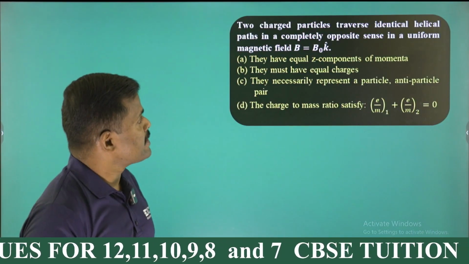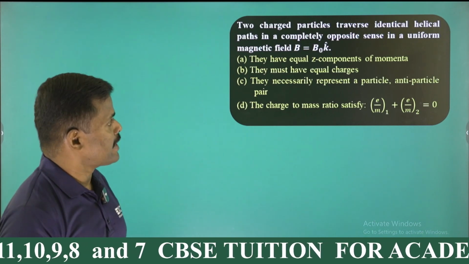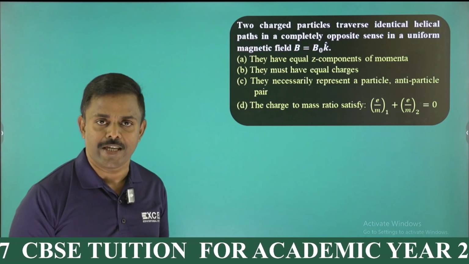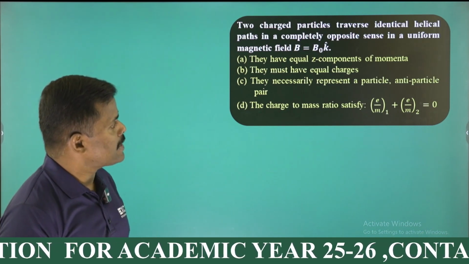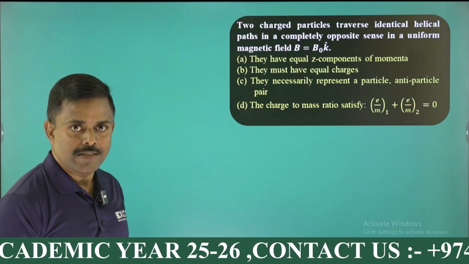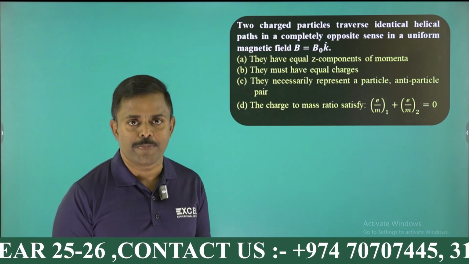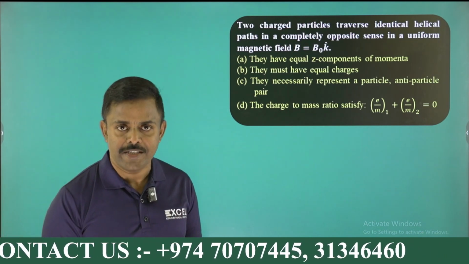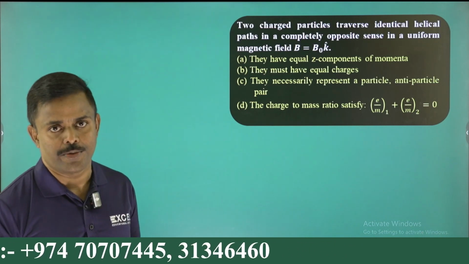Two charged particles traverse identical helical paths in a completely opposite sense in a uniform magnetic field B equal to B0 k cap. The options are: they have equal Z components of momenta; they must have equal charges; they necessarily represent a particle-antiparticle pair; the charge to mass ratio satisfies e/m of 1 plus e/m of 2 is equal to 0.